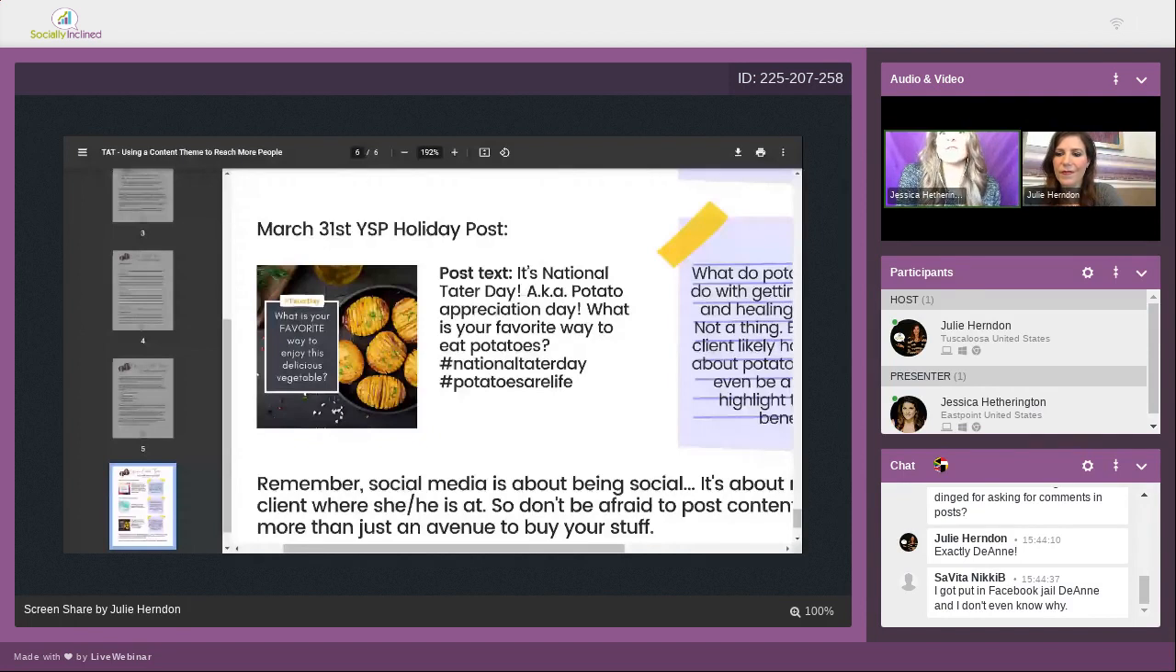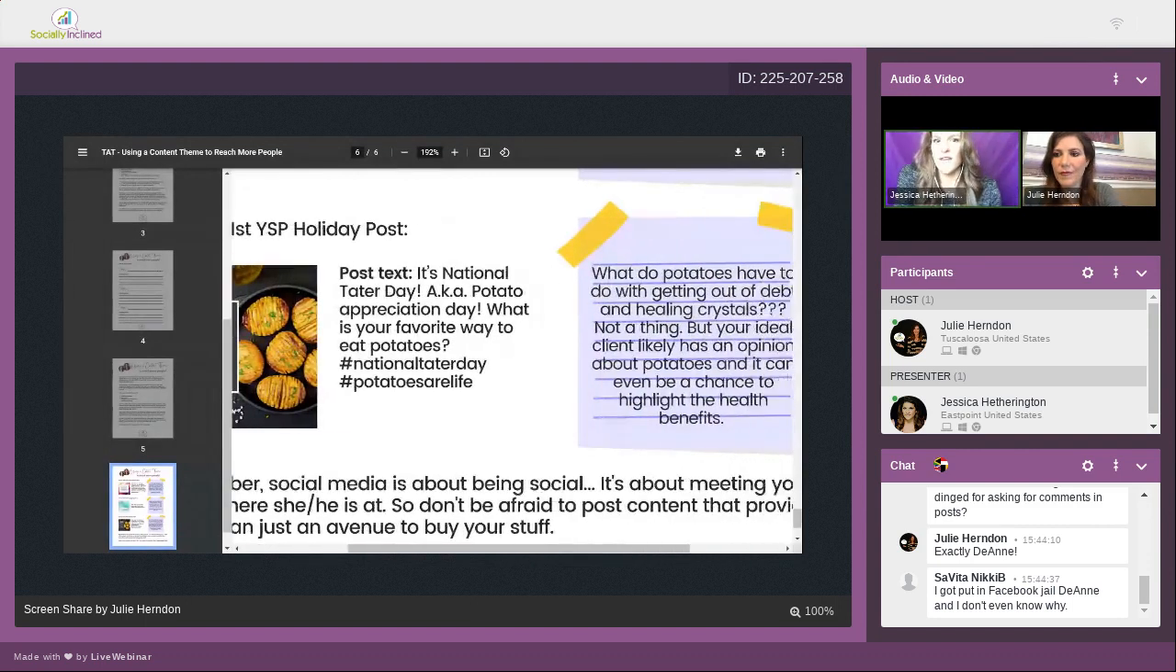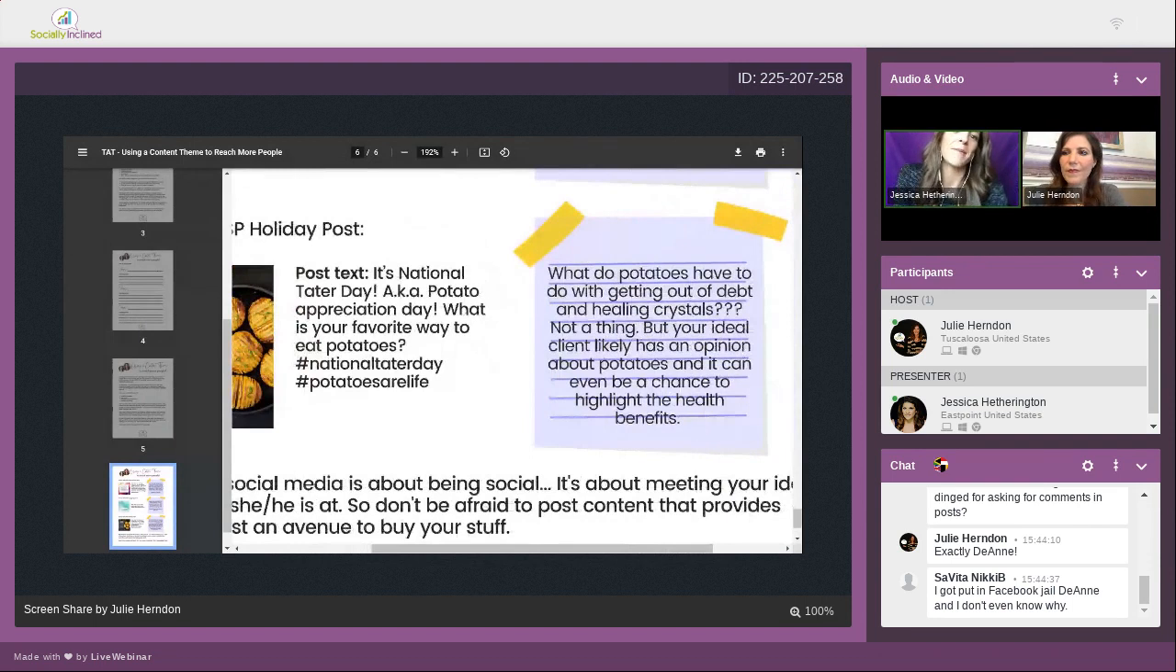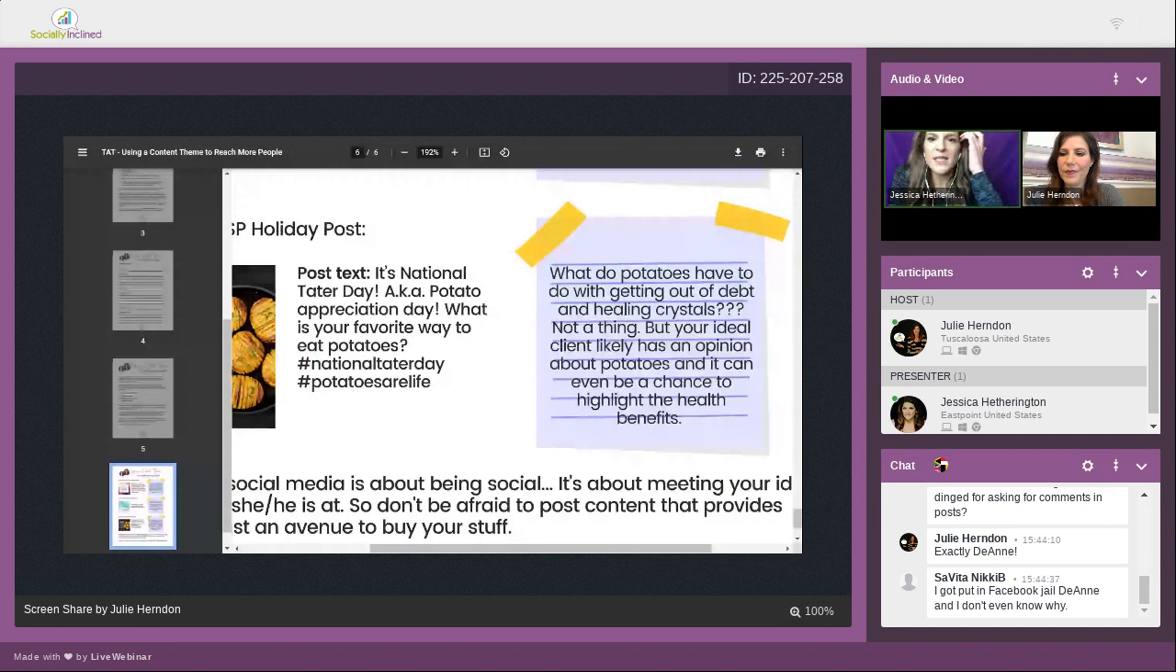March 31st is National Tater Day, which is a funny way of saying Potato Appreciation Day. Potatoes are the number one vegetable in the world, and everyone seems to have an opinion about it. So we really stick to holidays that have a wide appeal. There are thousands of national days that happen, several of them every single day, but we really only stick to the ones that will have a broad appeal for your benefit and for our clients' benefit.